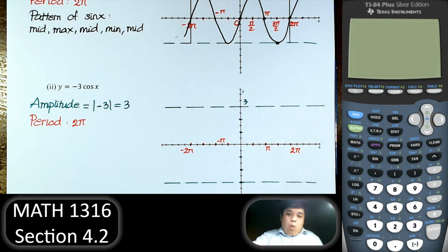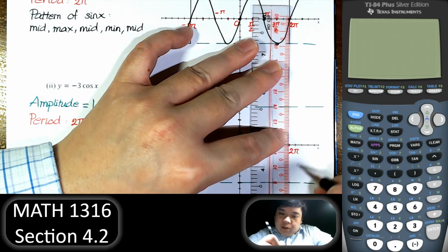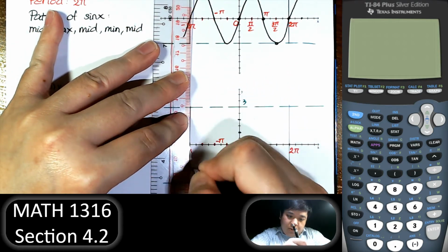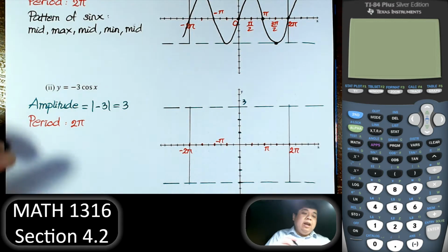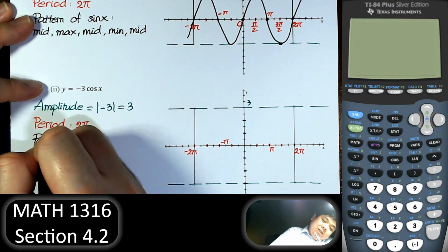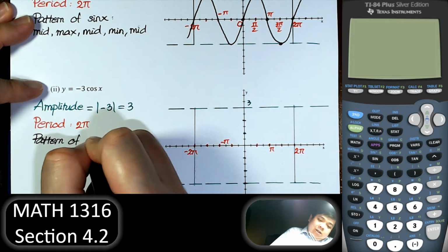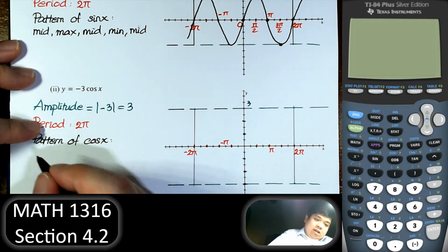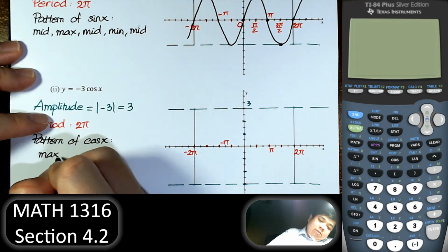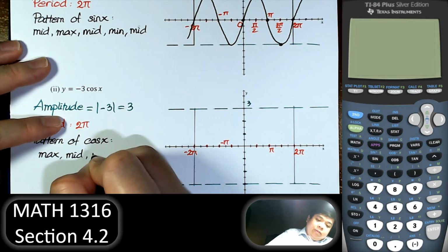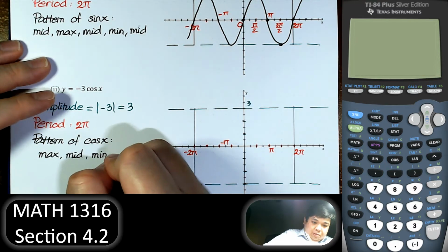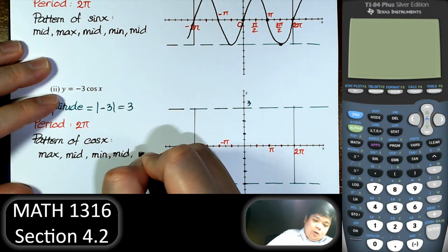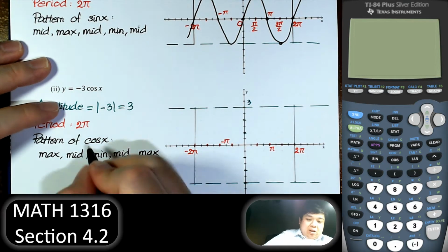And that gives us 1 period. And then the parent of cosine of x. The parent of cosine of x starts from maximum, middle, minimum, back to middle, and goes to the max again. So that is the pattern of cosine of x.